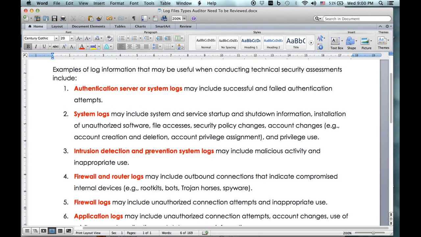The next is the system log. The system log generally involves system startup and shutdown or installation of unauthorized software. Here we focus on freeware or applications installed without approving authority, and also file access, security policy change, or account change, etc. And account creation, deletion, account privilege assignment, or ID suspension, something like that, and involvement with privilege or user rights.